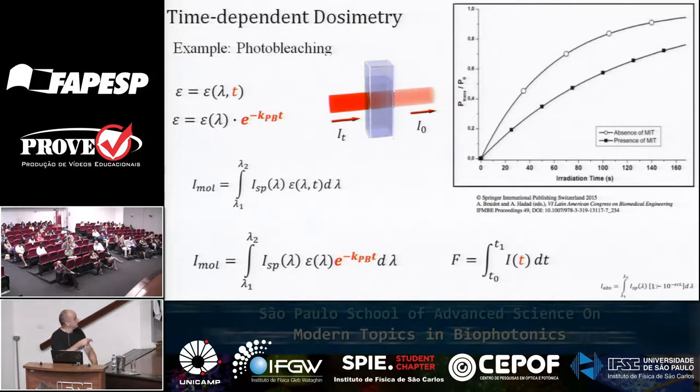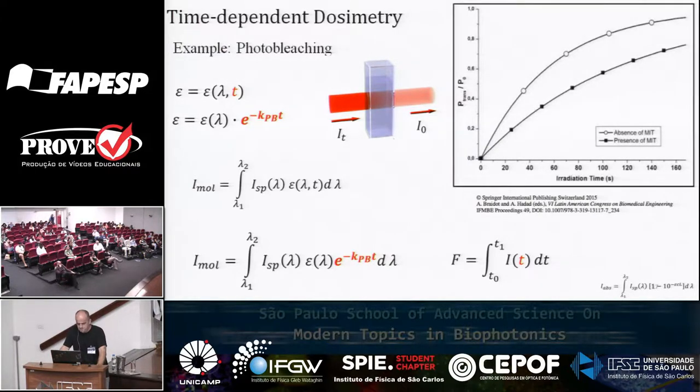The second example is the photobleaching, of course. Your molar absorptivity is no longer constant. You have some factor that reduces your absorption. And then you must weigh this and measure also over the time. I'm sorry, here what is different is the molar absorptivity. This value decreases over the time.